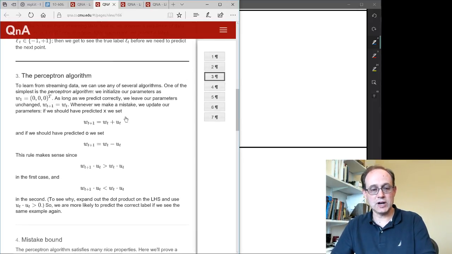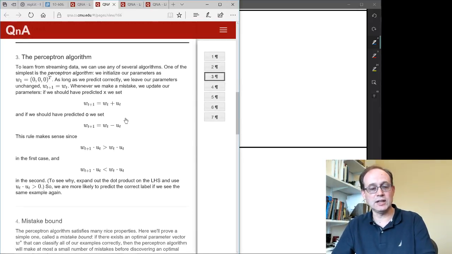So the perceptron algorithm, we described it last time around, but briefly just to remind you, we're going to start by initializing our weight vector to the vector of all zeros. So that means A, B, and K are all 0. And as long as we predict correctly, we're going to leave our parameters unchanged, so W_{t+1} equals W_t. And then whenever we make a mistake, we're going to update our parameters.